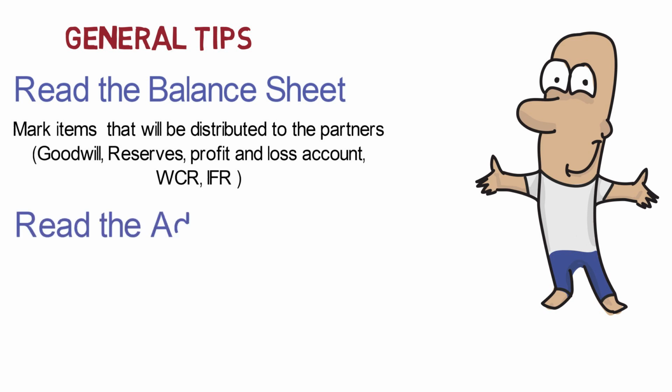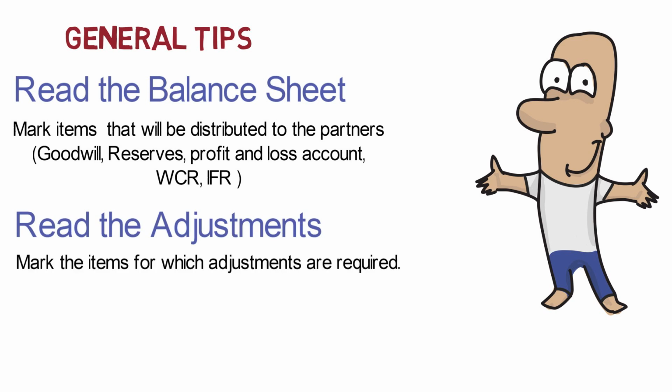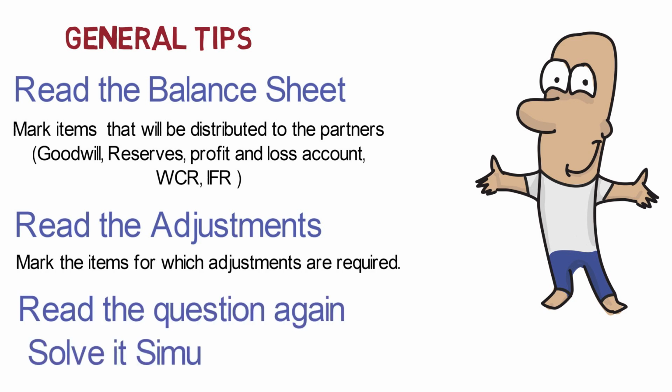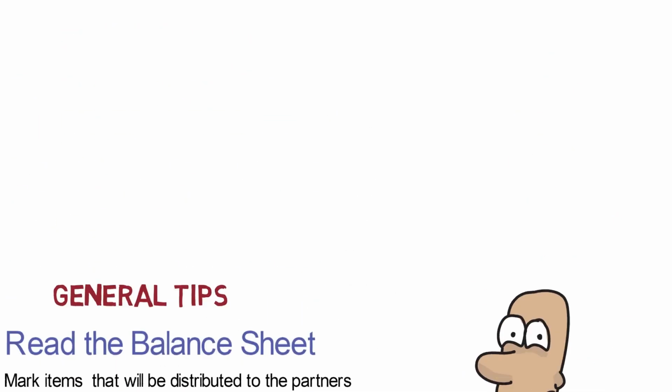After you have read the balance sheet, start reading the adjustments. Here also, as you are reading the adjustments, mark the items in the balance sheet for which adjustments are required. After you have completed the first reading and have marked all the adjustments, start reading the question for the second time and also start solving it.